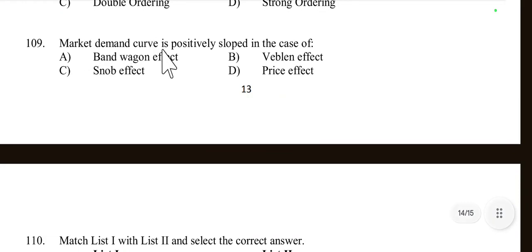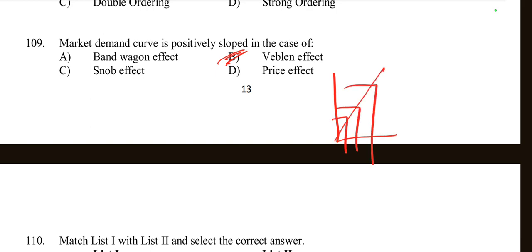Then 109, the market demand curve is positively sloped in case of bandwagon, Veblen, snob, or price effect. It is positively sloped in the Veblen effect, because the Veblen effect refers to a situation where higher prices make a good more desirable because it is seen as a status symbol or luxury item. So as the price increases, the quantity demanded also increases, because exclusivity or prestige drives demand, leading to a positively sloped demand curve. So option B is right here.